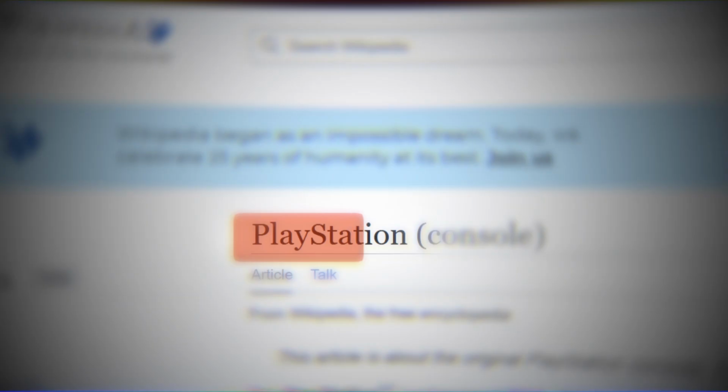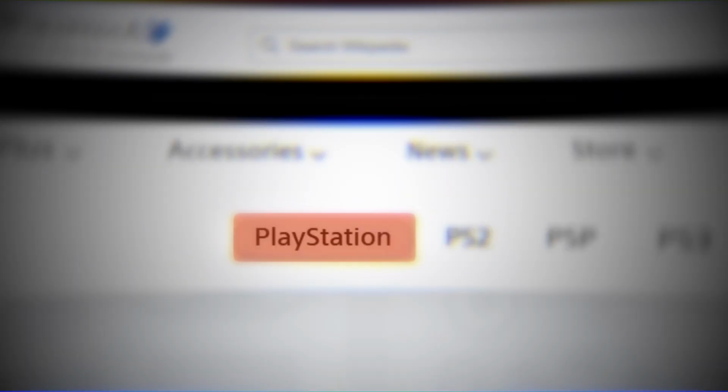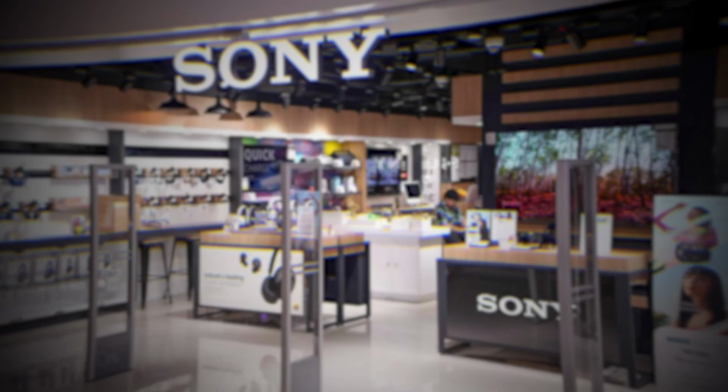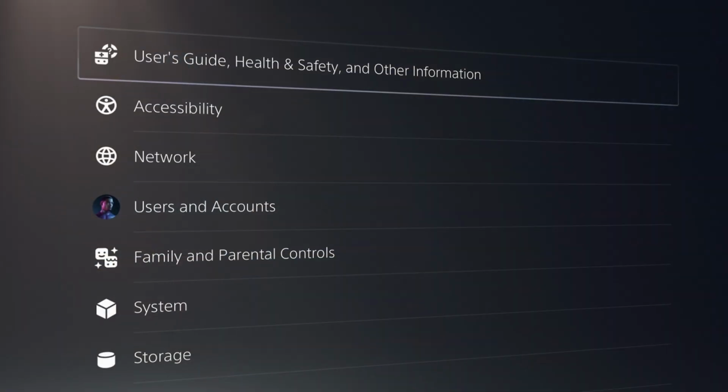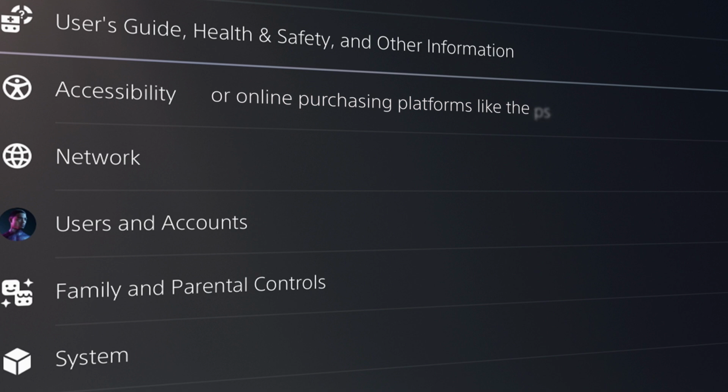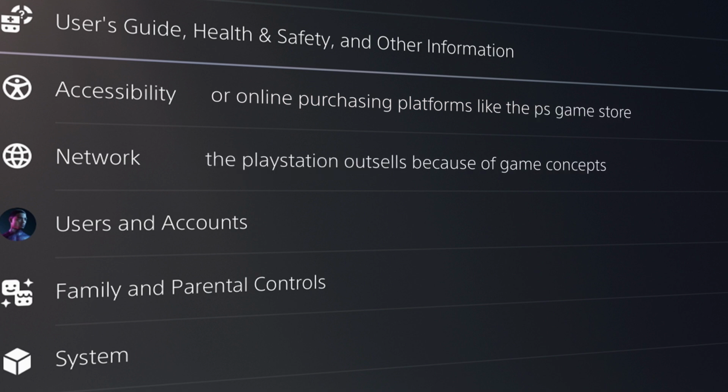The secret to PlayStation's success is simple. From 1994 to today, whether it's physical media stores that sell games or online purchasing platforms like the PS Game Store, the PlayStation outsells because of game concepts.